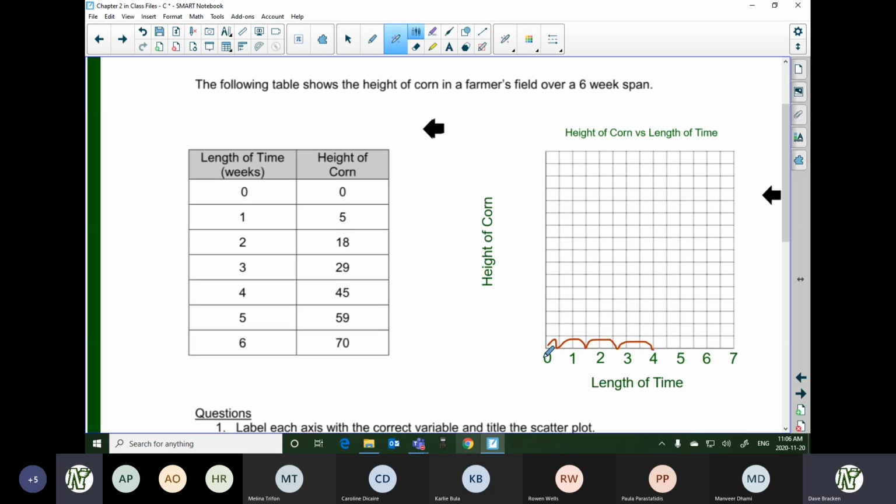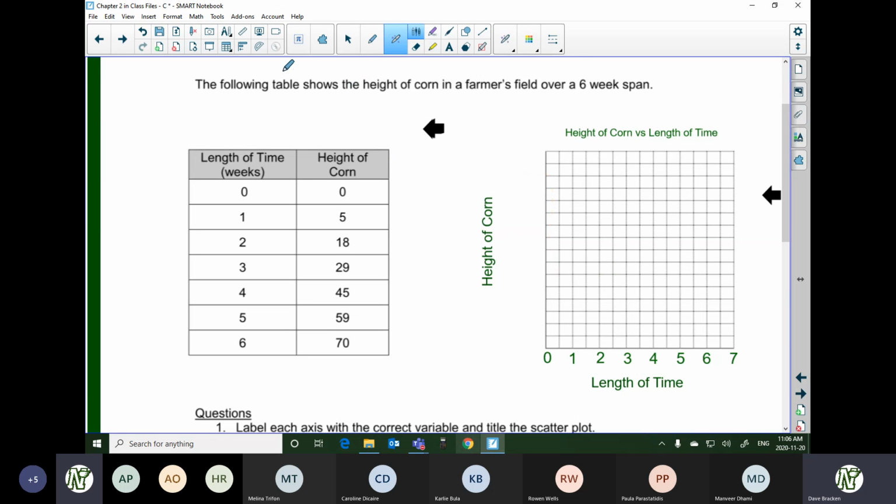On the side, what should we go up by? What would be a good scale to start at 0 at the bottom and go up so we get our biggest number, which is 70, somewhere up in this range? We want to get 70. What would be a good scale to go up by? 5. Let's take a look. 5, 10, 15, 20, 25, 30, 35, 40, 45, 50, 55, 60, 65, 70 would be right there. I love it. Going up by 5s is a really, really good scale for the height of the corn.